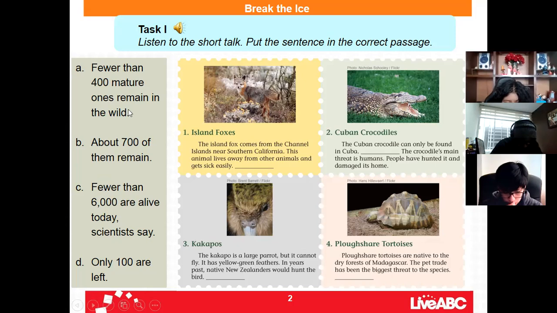Renata, can you read sentences A, B, C, and D? Renata, are you there? Only number 1. Sí, me escucha. Yes, I can hear you. Fewer than 400 remain in the wild. Mateo Encalada, please, letter B.